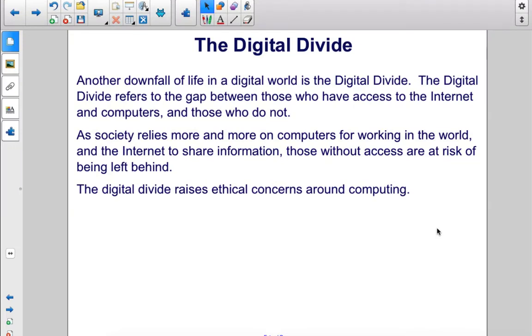Another downfall of life in the digital world is the digital divide. The digital divide refers to the gap between those who have access to the internet and computers and those who do not. As society relies more and more on computers for working in the world and the internet to share information, those without access are at risk of being left behind. The digital divide raises ethical concerns around computing.